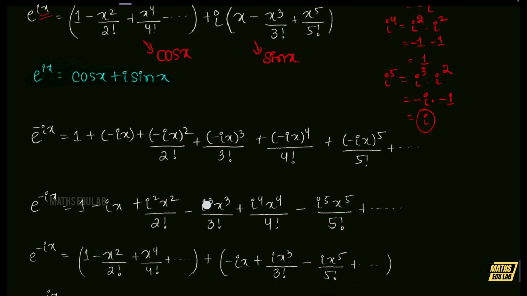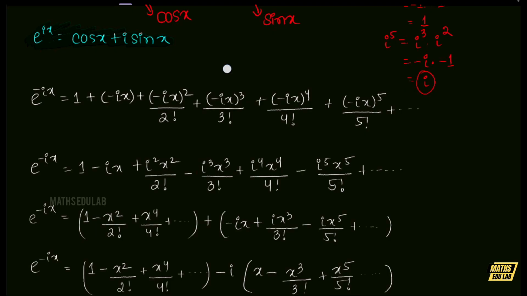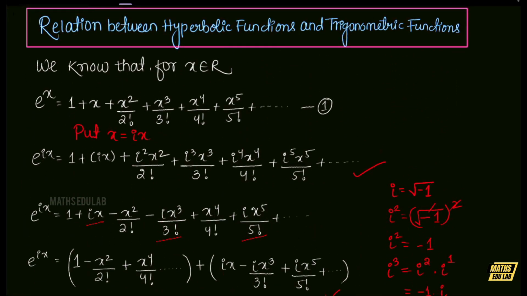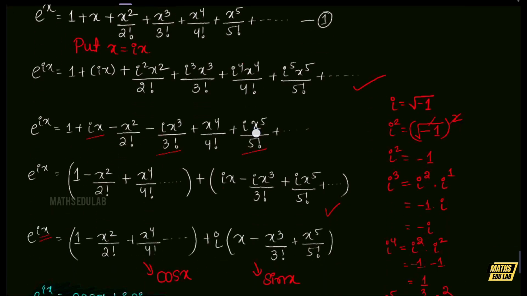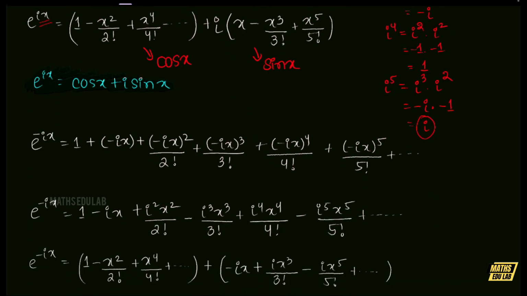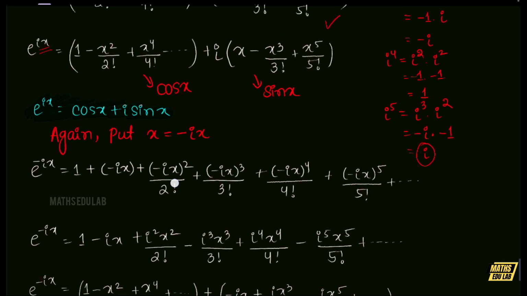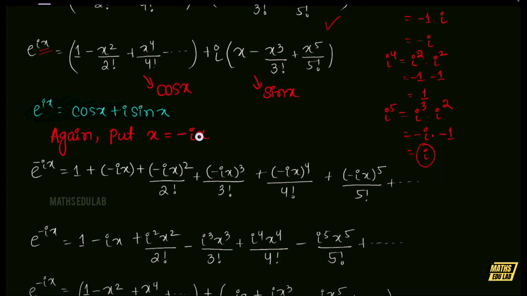Now, in the same way as we have seen in equation 1, where we considered the value of x as ix, in a similar way we will again put the value of x as minus ix. So similarly we will substitute the value of minus ix in place of x, and we will write equation 1 like this.